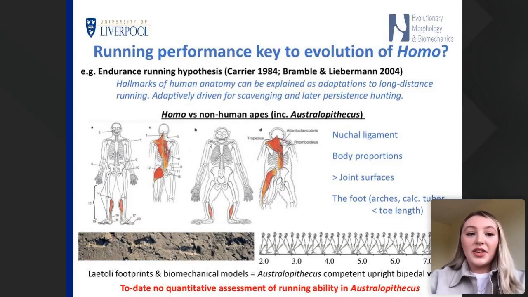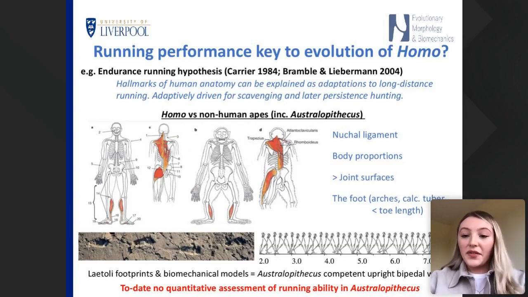Some of the notable differences between us and non-human apes actually make us more adapted to being good runners. This includes the nuchal ligament, which helps to stabilize the head during running, and it's not found in the Australopithecus. Also, body proportions differ. We have an increased lower limb length and decreased upper limb length, which improves performance and decreases energy costs when running. Humans also have increased joint surfaces in the lower limbs, or the lower body, sorry, and this can help because the impact force increases 3 to 4 times when running. This helps to reduce that force.